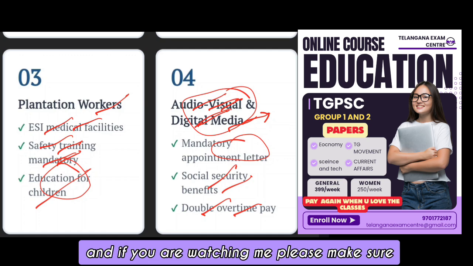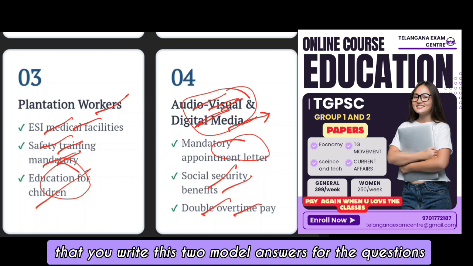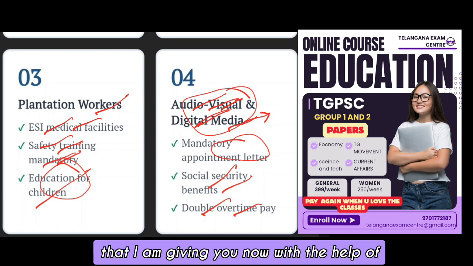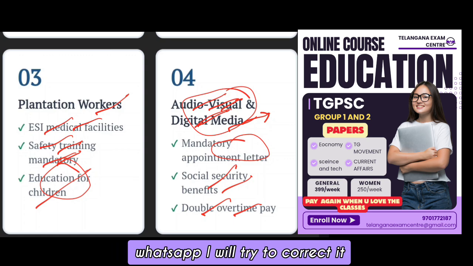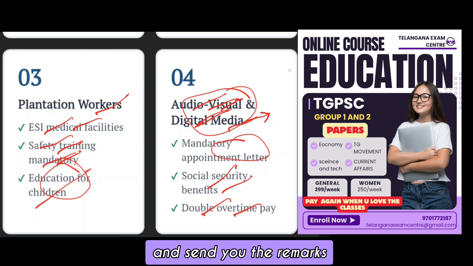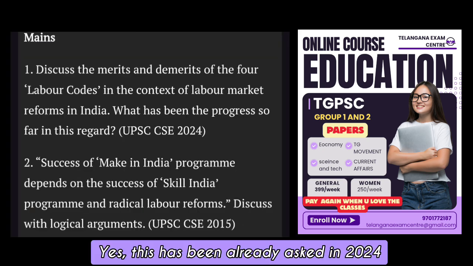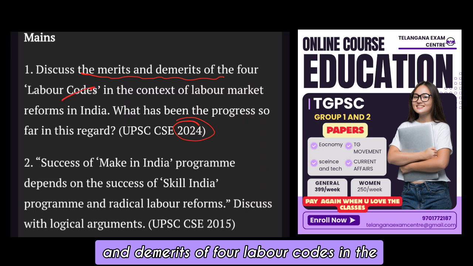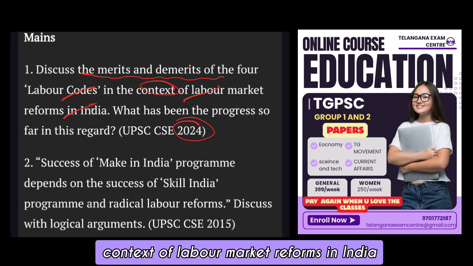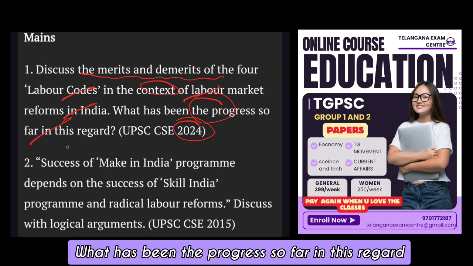If you're watching me, please make sure that you write these 2 model answers for the questions that I am giving you now. With the help of it, you can just put it on my WhatsApp. I will try to correct it and send you the remarks. Yes, this has been already asked in 2024 UPSC. Discuss the merits and demerits of 4 labor codes in the context of labor market reforms in India. What has been the progress so far in this regard?